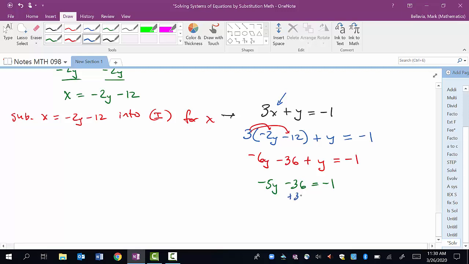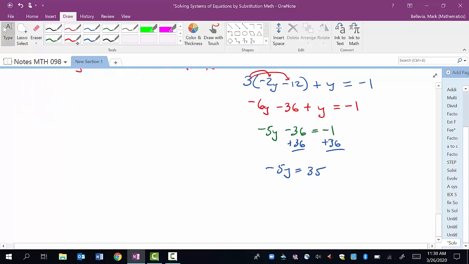We're going to add 36 to each side. Isolate the term that has y. So you've got -5y equals -1 plus 36. 36 minus 1 gives you a positive 35. And then you want to divide by -5, divide by -5, make sure you divide by the negative. You get y equals -7.